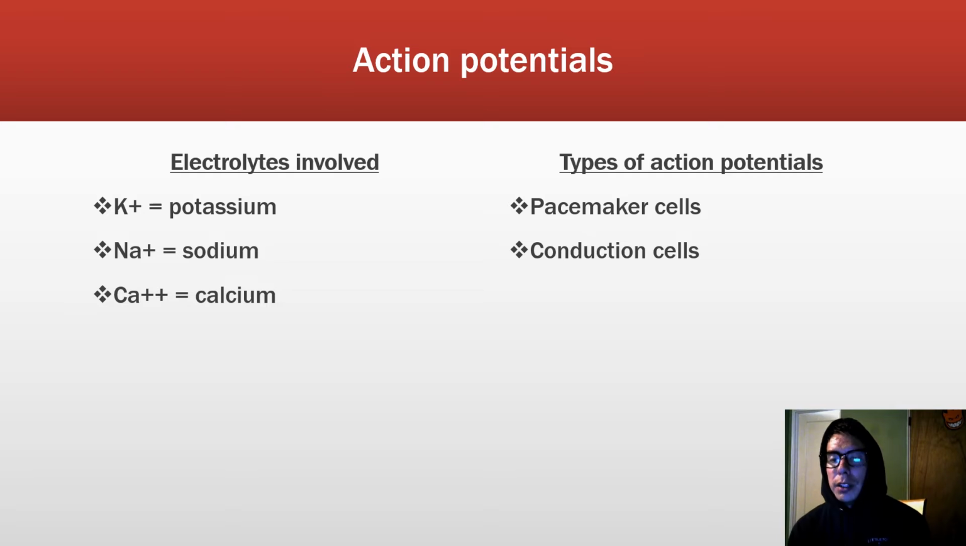So the main electrolytes that our body uses for action potentials would be potassium, sodium, and calcium. And then we've already talked about these, the pacemaker cells and conduction cells.